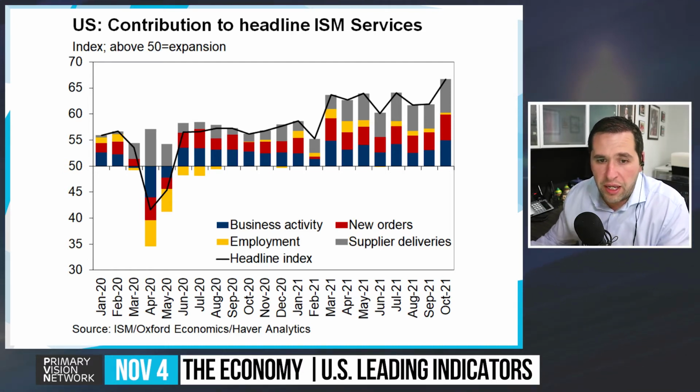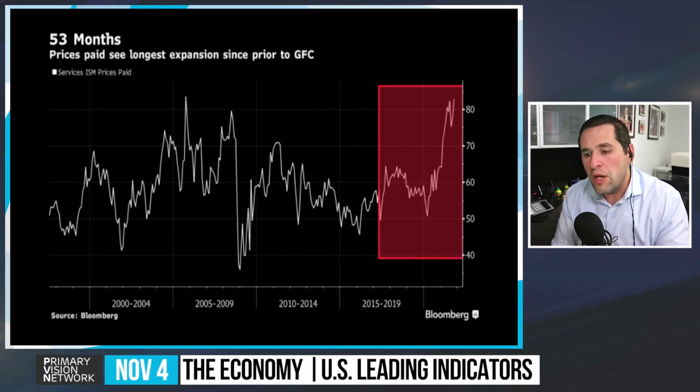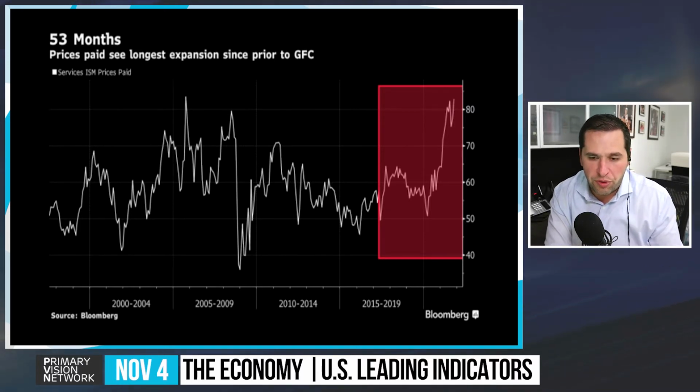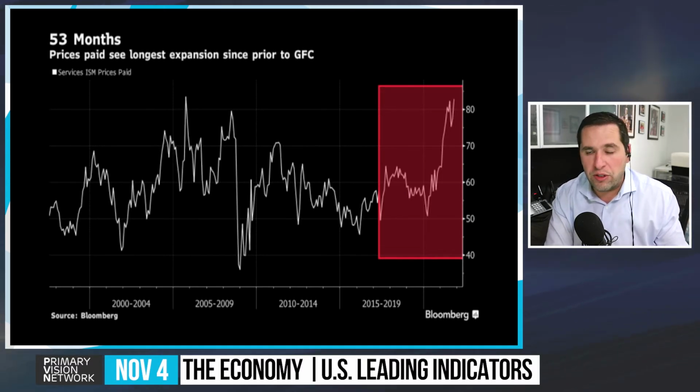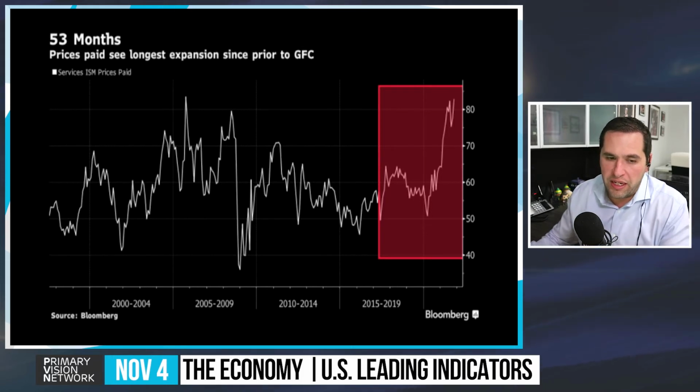So then when we look at the prices paid, it sees the longest expansion since prior to the financial crisis. You can see that here, going back into the 90s, this is the highest it's ever been for ISM prices paid, and even though we had a small step back, now you have this reacceleration, which is why, when we look at Q3, our whole comment was, look, it did slow down. We talked about it slowing down. The pace slowed, but it never went away. Now we're getting a reacceleration, which is creating, I think, some of these additional pressures.